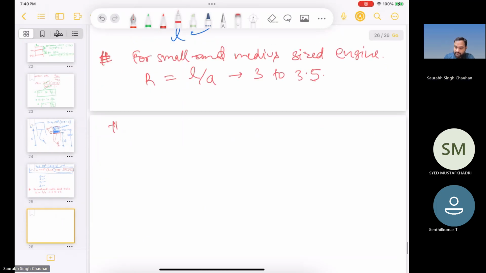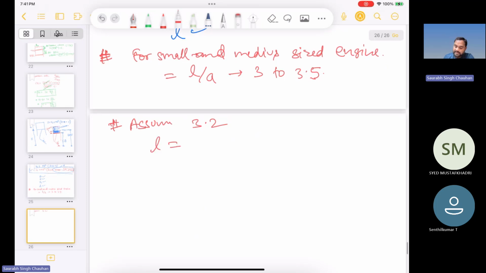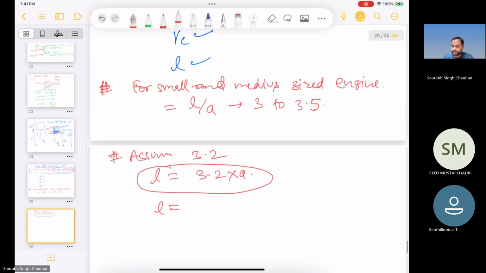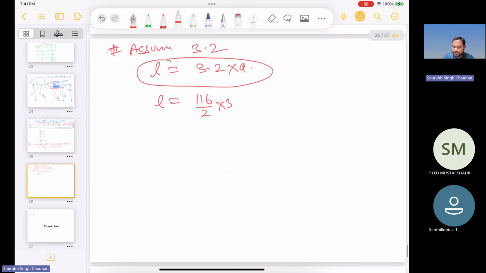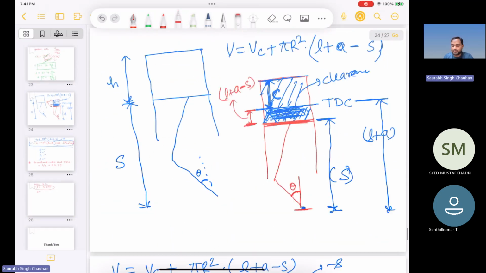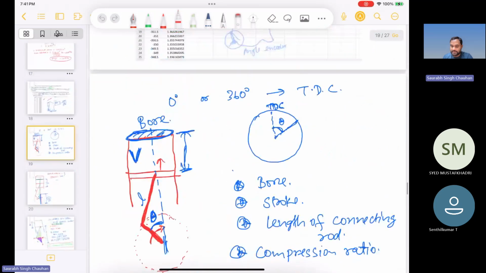So let us assume this ratio is some value between 3 and 3.5, let us say 3.2. So we can take L is equal to 3.2 into A. We will take this value and proceed with it. So from this we will get L is equal to 116 by 2 into 3.2, which comes out to be 185.6 mm. Okay, so now we have L. So let me complete the question.